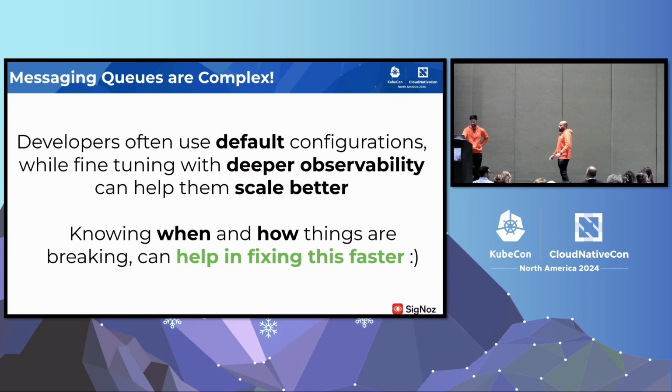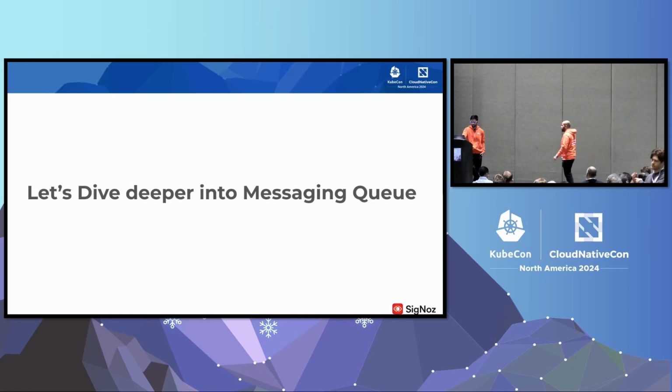The thing is, we as developers try to use messaging queues, or probably any application, in its default configuration. But fine-tuning and getting deeper observability can help them scale better, and knowing what to do and when to do it can help fix things faster. But the thing is that we do not know what is wrong with it right now. So let's dive deeper into messaging queues.